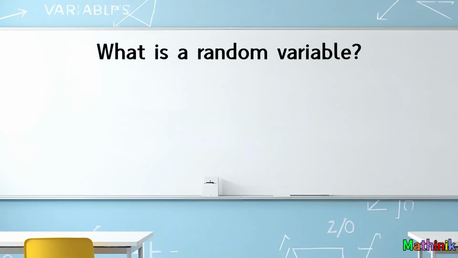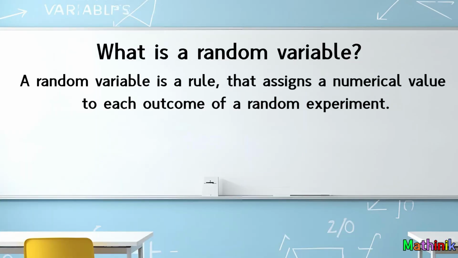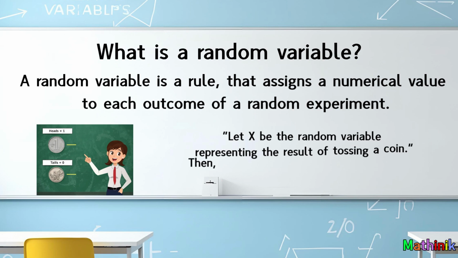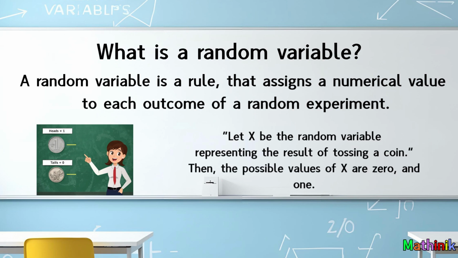So what is a random variable? A random variable is a rule that assigns a numerical value to each outcome of a random experiment. In simple terms, it's a way of giving numbers to random outcomes. For example, if we toss a coin, we can assign the value 1 to heads and 0 to tails. We can say, let x be the random variable representing the result of tossing a coin. Then, the possible values of x are 0 and 1.